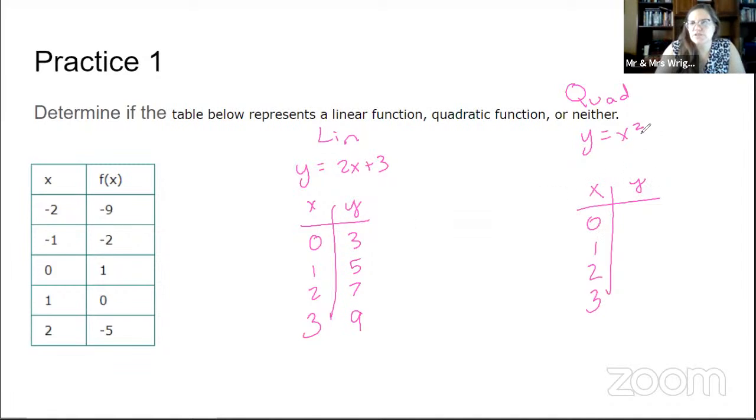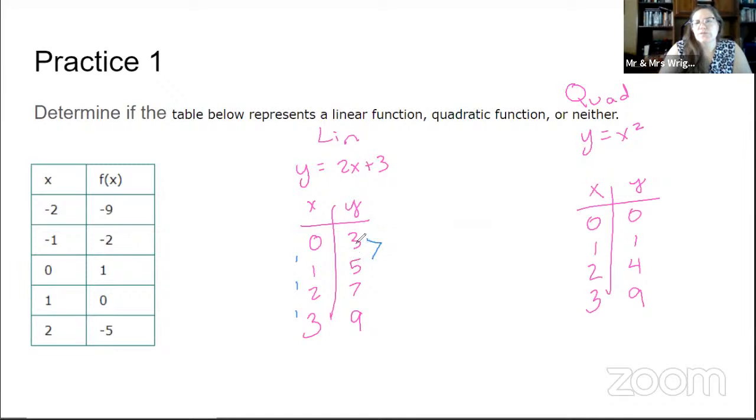And then let's fill out this chart. 0 squared is 0, 1 squared is 1, 2 squared is 4, 3 squared is 9. All right, so let's look at the change here. Remember, 0 to 1 is 1, 1 to 2 is 1, 2 to 3 is 1. So we don't need to be concerned with the x's, because dividing by 1 is not going to change our answer at all. So let's just look at the change in the y.